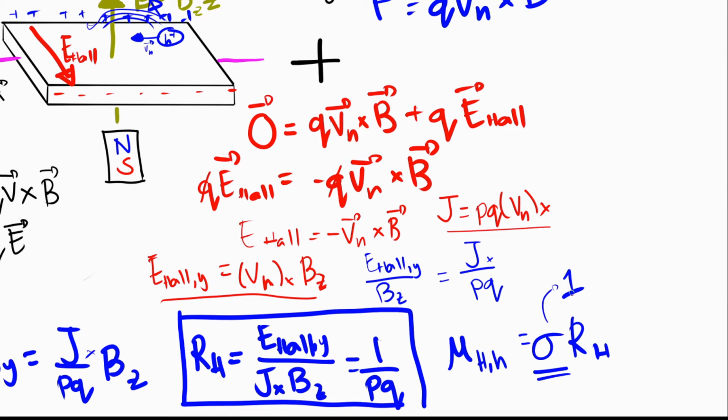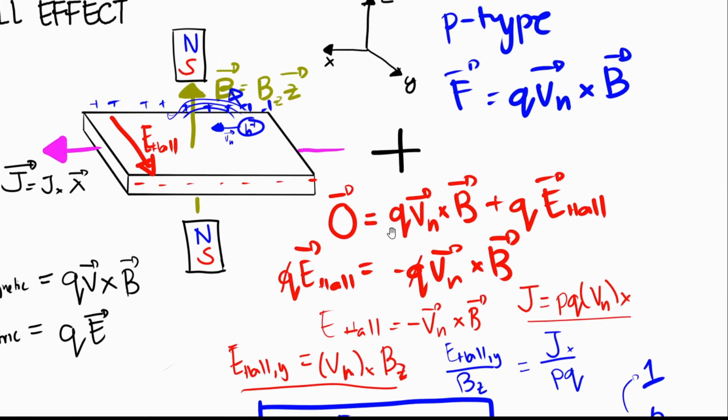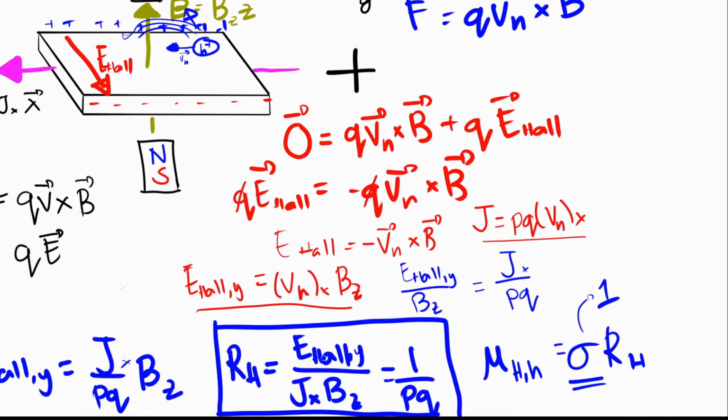So from the Hall mobility, we can get an idea of the charge carrier mobility of our holes. So from the Hall effect, we can see that we have this relation. By using our Hall effect measurement, by getting E Hall, Jx, and Bz, we can get the concentration of our holes in our system.